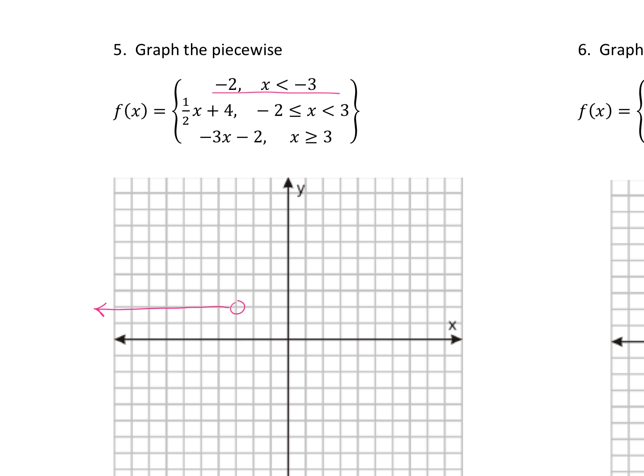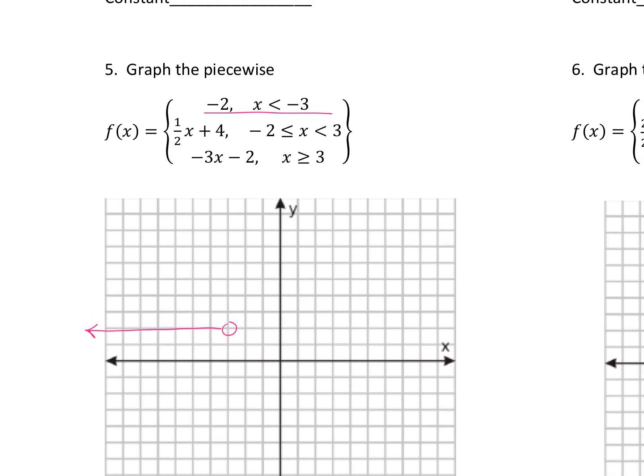From here, we have 1/2 x plus 4 if negative 2 is less than or equal to x, which is less than 3. So if we were to draw ourselves a function table and find these values, you have x that's going to be negative 2, negative 1, 0, 1, 2, and 3. Those are the numbers from negative 2 to 3 and the ones between them. You're doing 1/2 x plus 4 and finding your y.